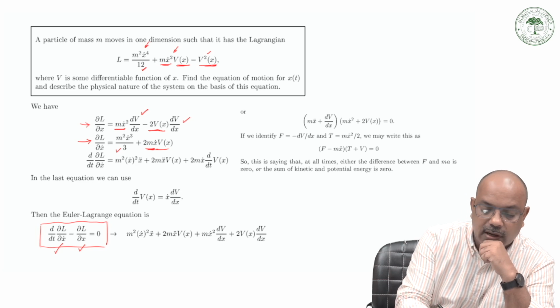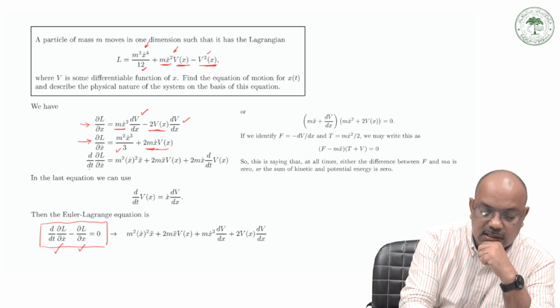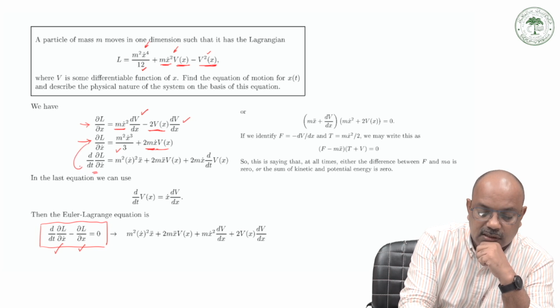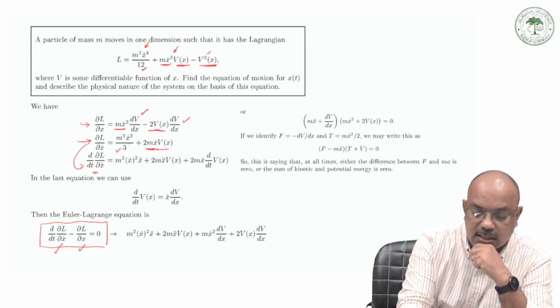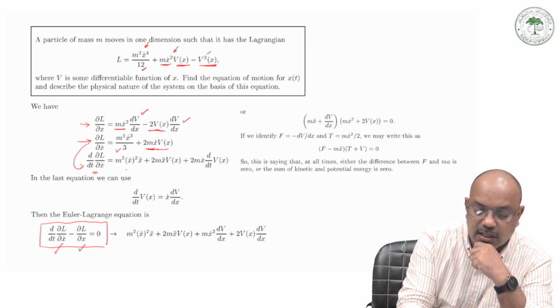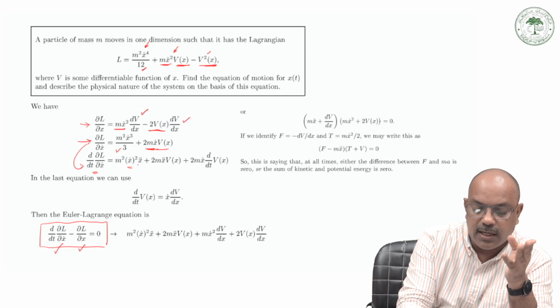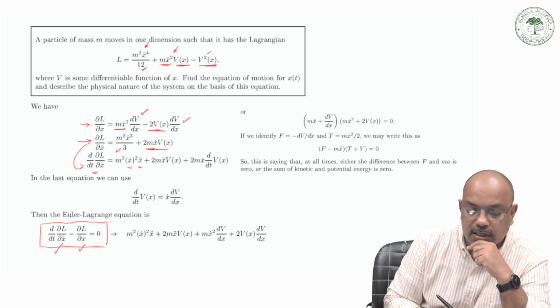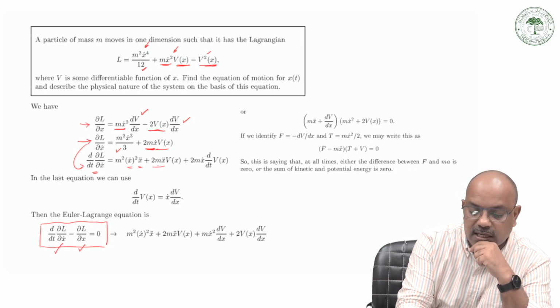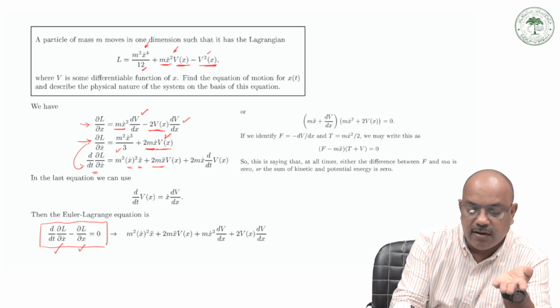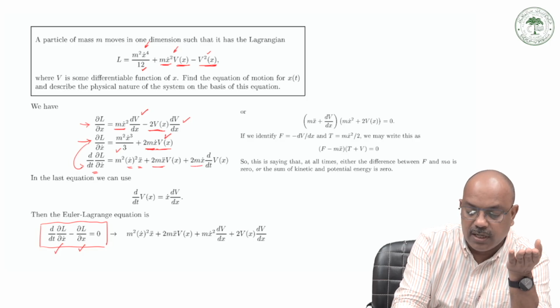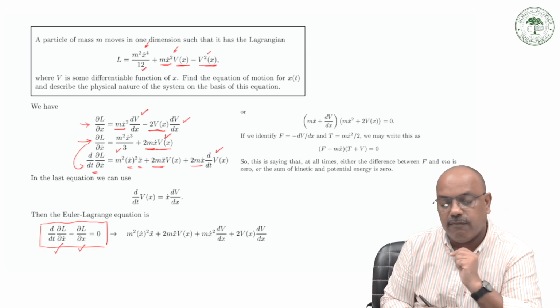Okay, so now I have to find d/dt of this function. So this is going to be m square, and this 3x dot square, so because the 3 will cancel out, you have x dot square and then x double dot. Similarly you have twice m x dot v, and then v again is a function of x and will depend upon t, so twice m x dot d/dt of v.